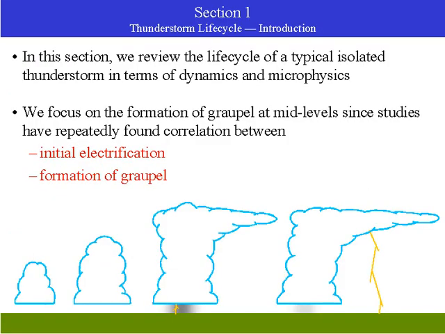The first section will review the life cycle of a typical isolated thunderstorm. We'll talk about dynamics and a lot about microphysics. We'll focus on the formation of graupel at mid-levels because studies have repeatedly found a correlation between electrification and the formation of graupel.